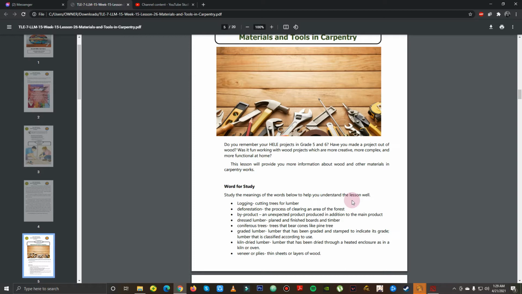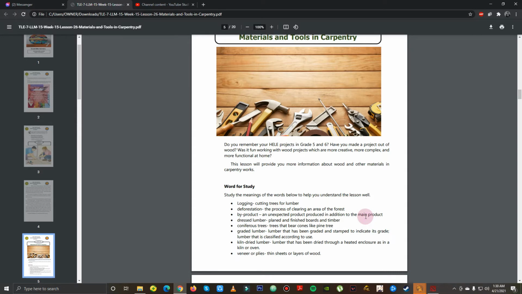And byproduct is an expected product produced in addition to the main product. Okay, byproduct means something like an add-on to the main product. Like for example, when you go to sleep, your byproduct is your drool. Okay? The main is sleeping, and then when you wake up, there's a byproduct which is your drool. Okay?